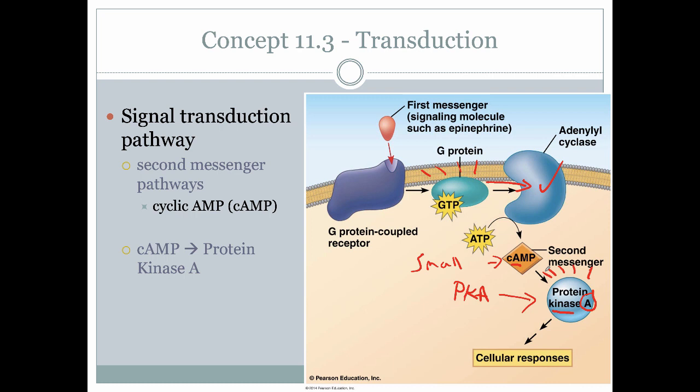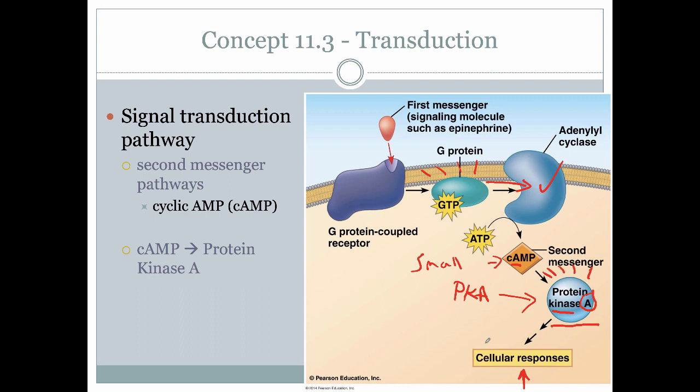In the previous example, we were showing you phosphorylation cascades as a mechanism for activating protein kinases. This is a different mechanism for activating protein kinases. Cyclic AMP will bind to protein kinase A, and when protein kinase A is bound to it, it becomes active. Now that the protein kinase A is active, it can do its job. Its job is to phosphorylate target proteins. And those target proteins are going to then result in some type of cellular response.